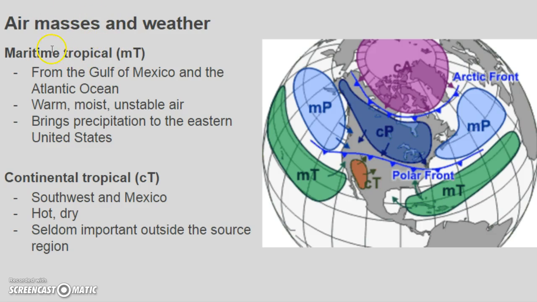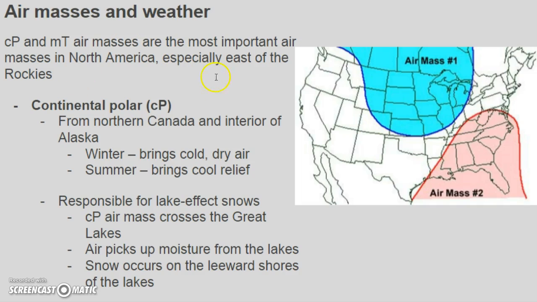So back to maritime tropical. Notice that maritime tropical is coming from over a body of water, M, and tropical, towards a lower latitude, whereas the last slide we were looking at continental polar, right? The air gets its properties from over land and from a higher latitude.